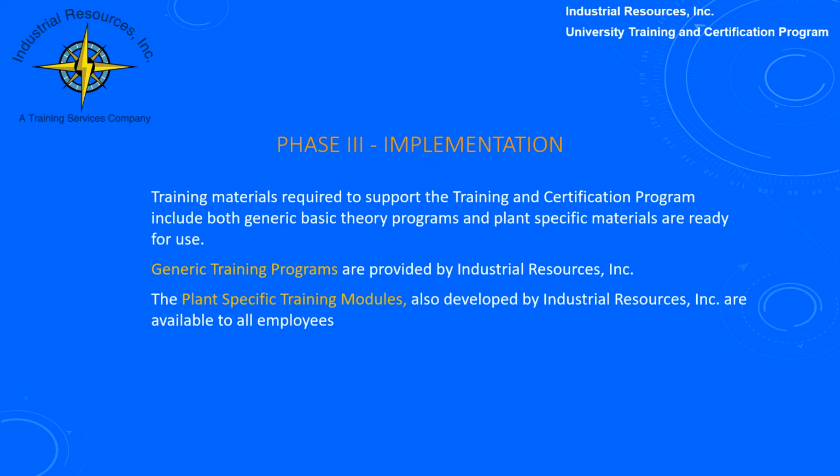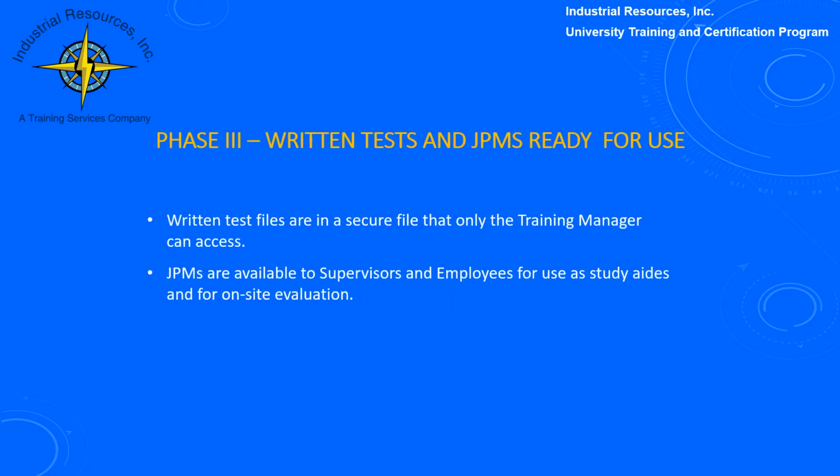Once all training material is developed and approved for use, the training program enters the implementation phase. Supervisors or training managers are now free to assign training to the trainees. The tests and JPMs are also available for use. Once again, these should be secured to prevent unauthorized access.